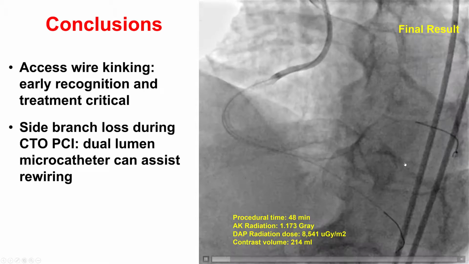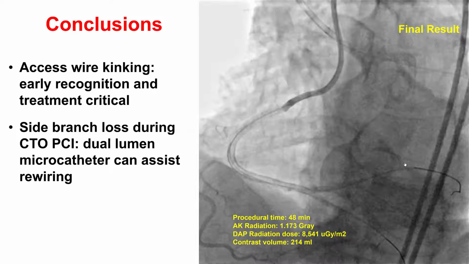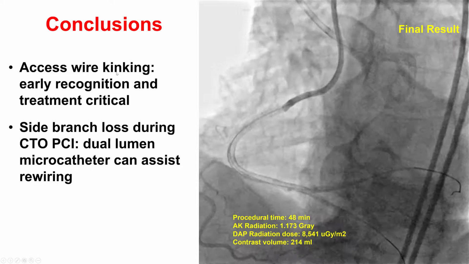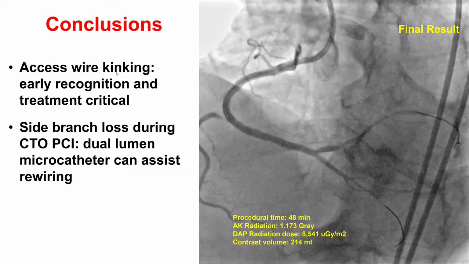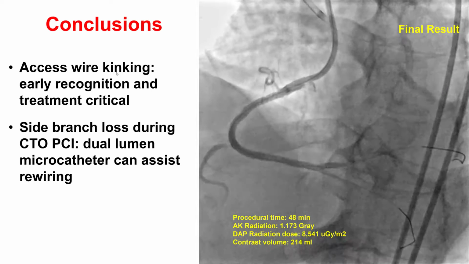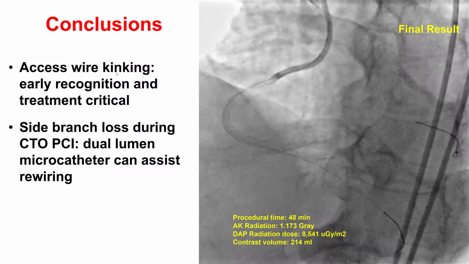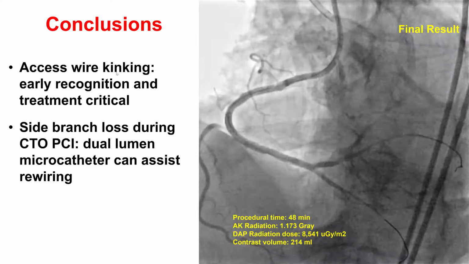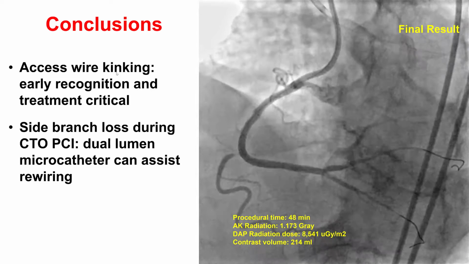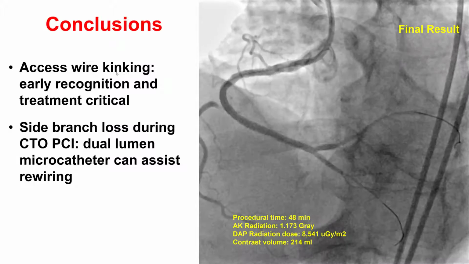So two lessons from this case. The first one is how to recognize and treat kinking of the access wire, whether this is a micropuncture wire, as in our case, or a 0.035 sheath wire. The key there is to understand if there is any resistance to advancing the micropuncture dilator or the sheath. Understand there may be a kinking and try to perform fluoroscopy. By doing fluoroscopy, one will detect the kink.